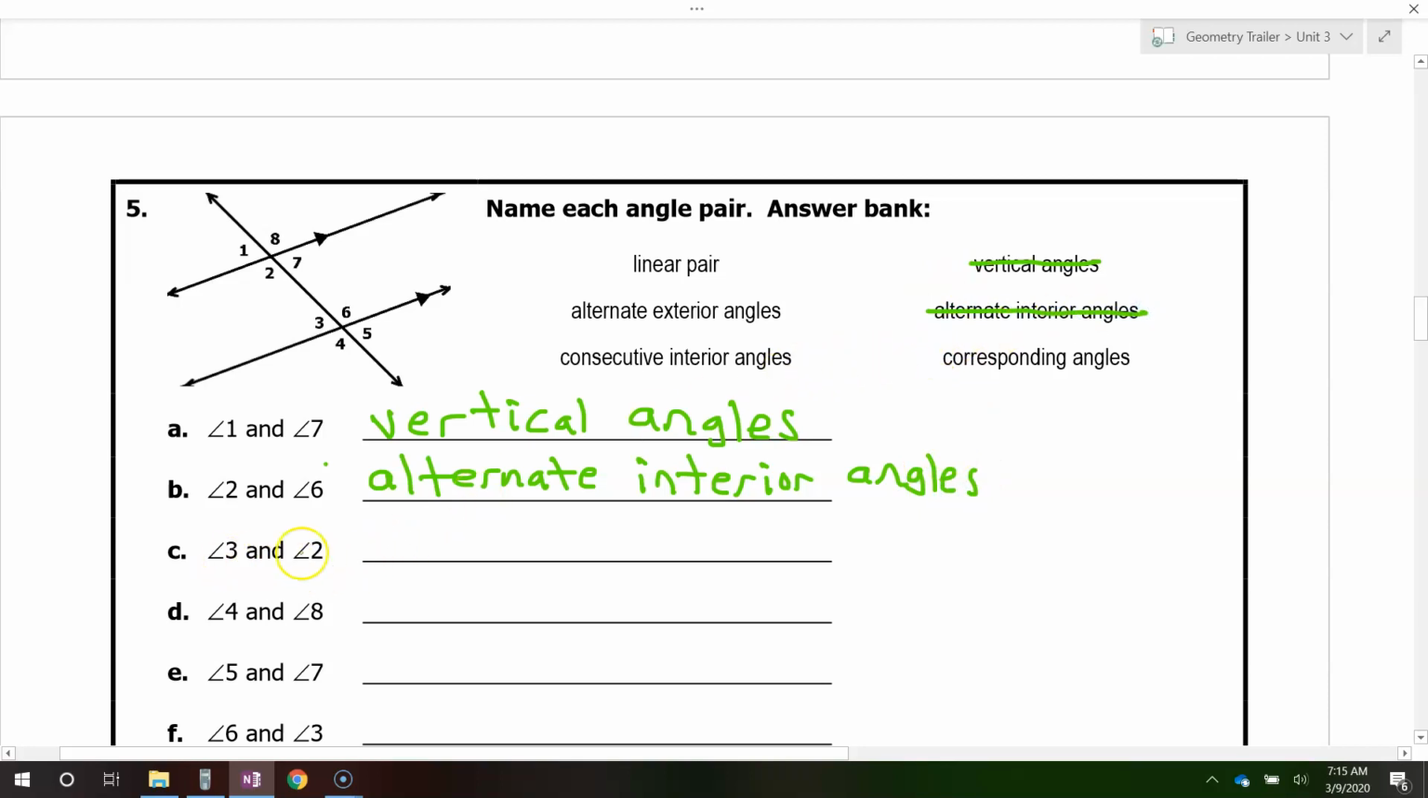Okay, 3 and 2. All right, 3 and 2 are right here. Well, these are going to be consecutive interior angles, also known as same side interior angles. They are interior because they are between the lines, and they are consecutive because they are on the same side of the transversal. So consecutive interior angles.